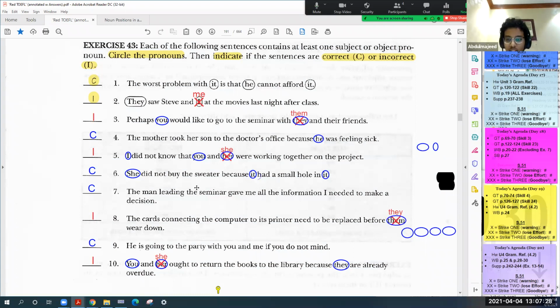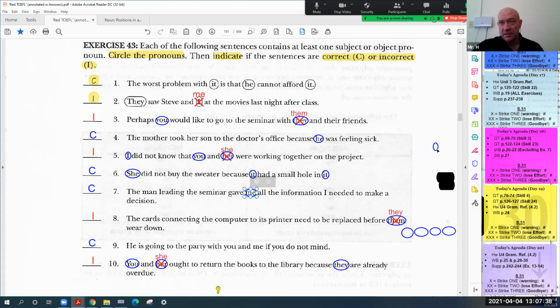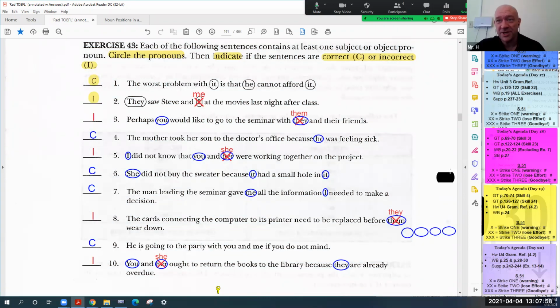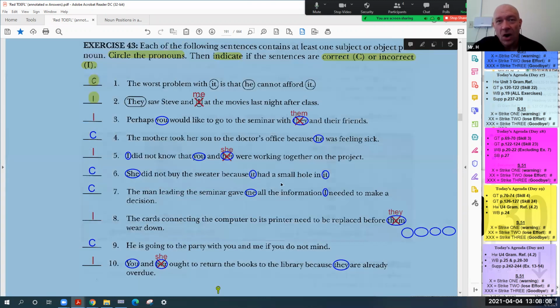In seven, where do I put the circles, you guys? Me. Right? Why do we say me? Object. It follows a verb, right? Yes. Okay. And then? I. Is this an object pronoun? No, subject. It's not an object. It's a subject. And why? We have a new sentence, right? All the information that I needed to make a decision, right?